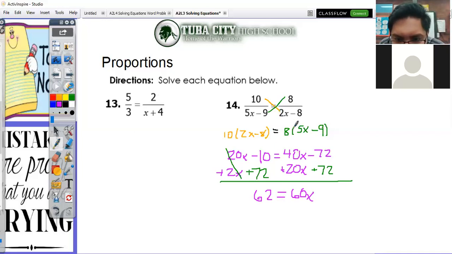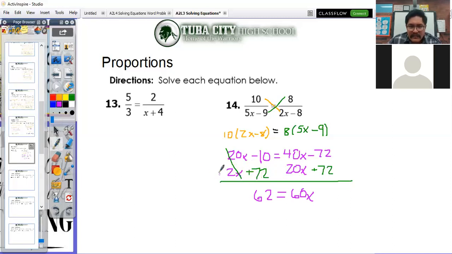Or did I, let's see. 72 minus, oh, okay, I see what I did wrong then. I added this when I should have subtracted it. So that would actually be 20x down here. There you go. I worked on these a little bit ahead of time so I wouldn't have anything like that happen.